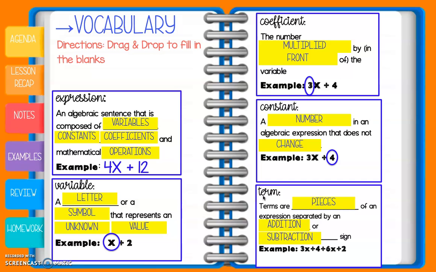So if we're looking at the pieces of an expression, we can count how many terms there are. So for example, 3x is a term. The constant 4 is a term, 6x is a term, and 2 is a term. Okay, so there's 4 terms in this expression. So that means there's just 4 pieces. And like I said, we can see that those are separated by a subtraction or addition sign.